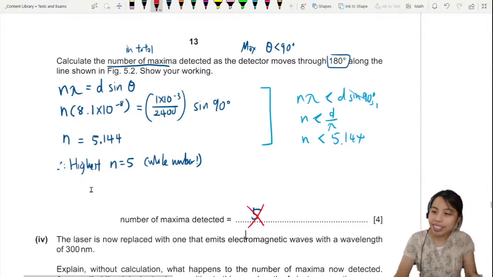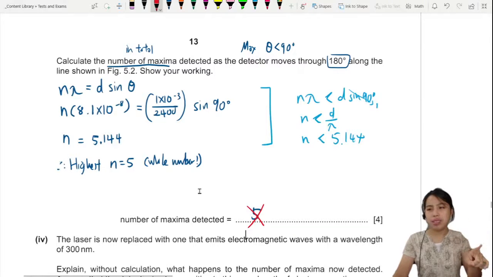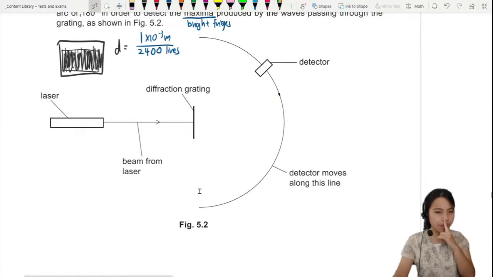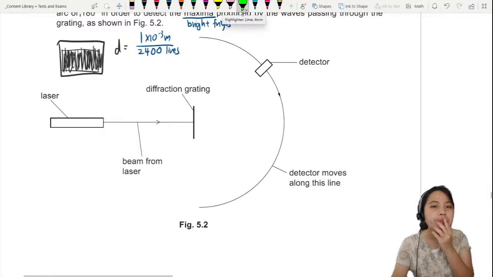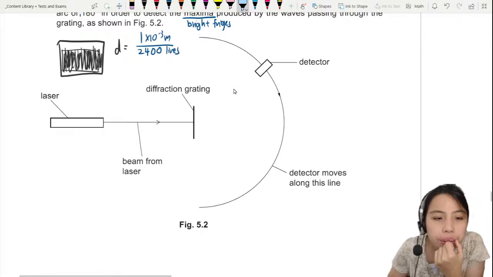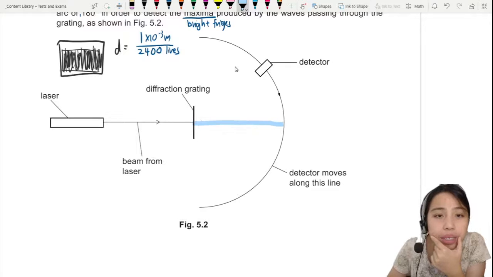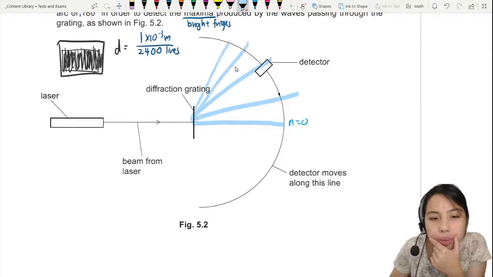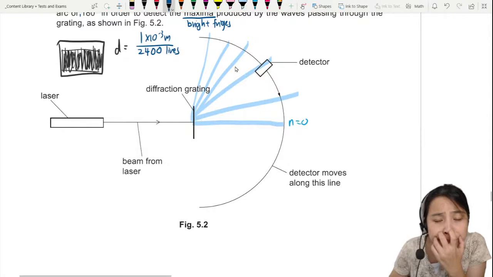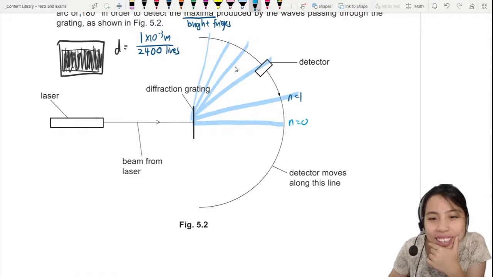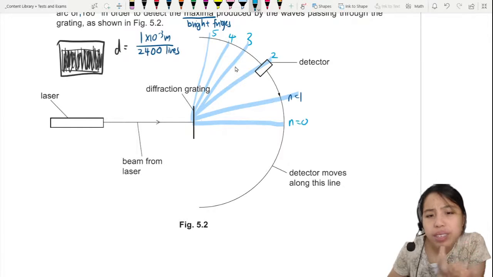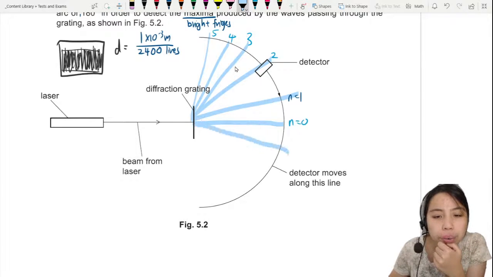Patience. This is the highest n number. Which means, to go back to this, n0 is the middle one. I'm going to use a thinner pen. This is n0. Then there is 1, 2, 3, 4, 5. So this is N1, N2, N3, N4, N5. So the detector should detect, say, 6 already here. But don't forget the other side also has 1, 2, 3, 4, 5.